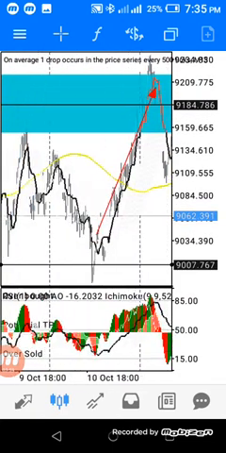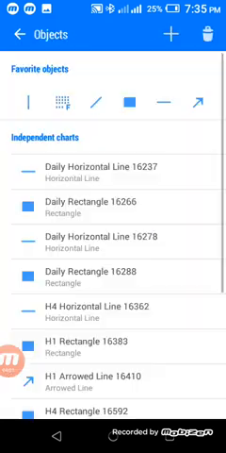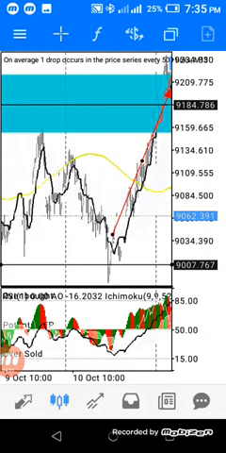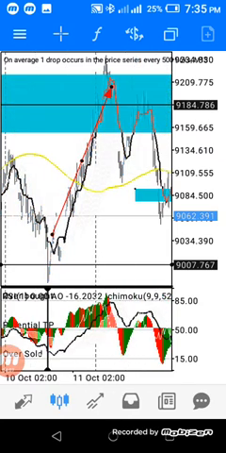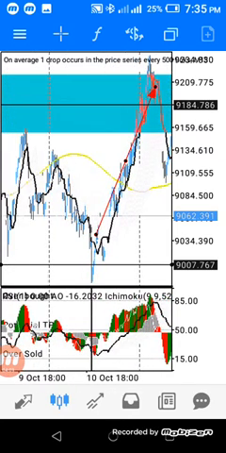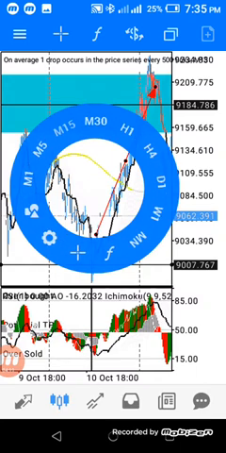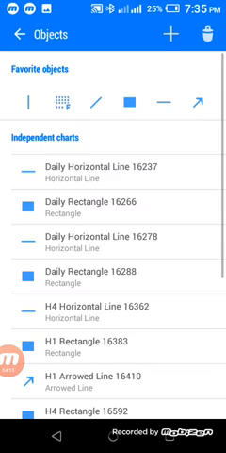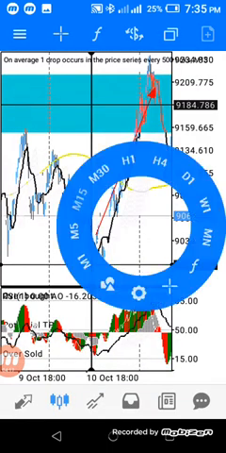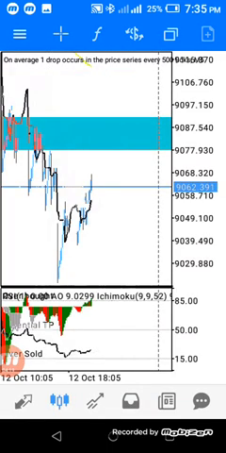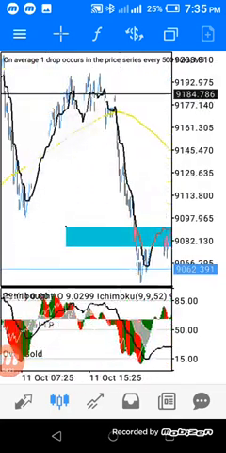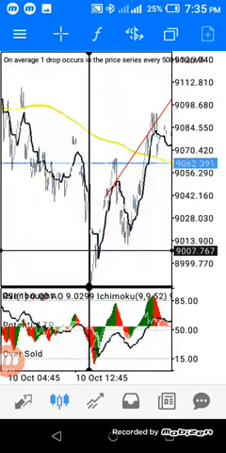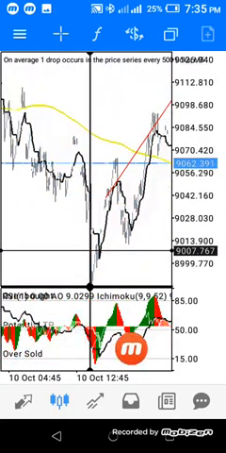Alright, so at this point here, let me use my vertical line, you can see that the market is oversold. You can see that the market is oversold on M15. Let's check our M5 and see if the market is also oversold. Alright, perfect. On the M5 time frame, the 5 minutes time frame, the market is also oversold.